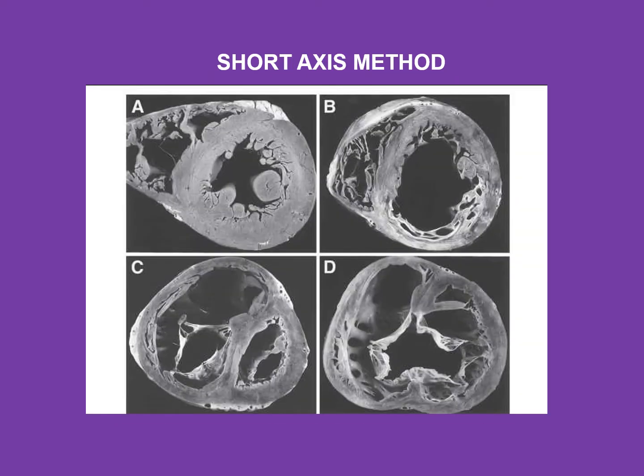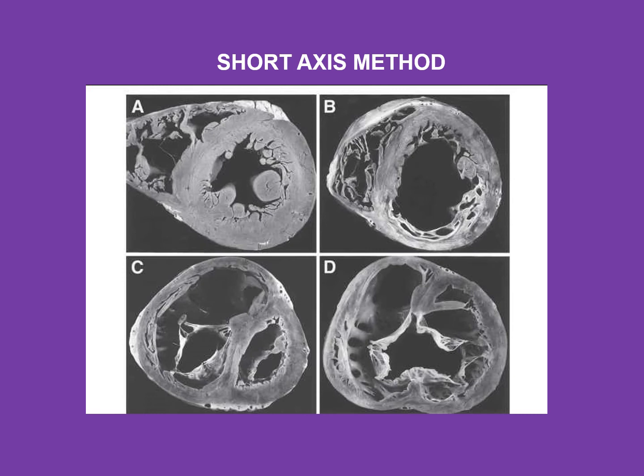The short axis method is commonly used for ischemic heart disease like myocardial infarction. So this is your bread loafing method because this can demonstrate the greatest area of the wall of the heart. So you can see here a hypertrophic heart demonstrating the greatest area.